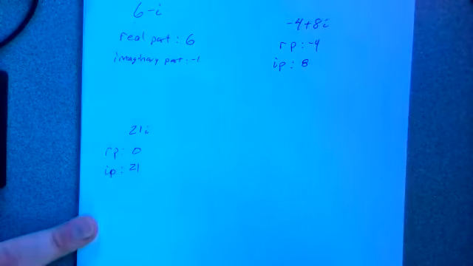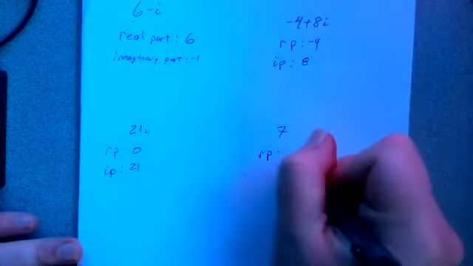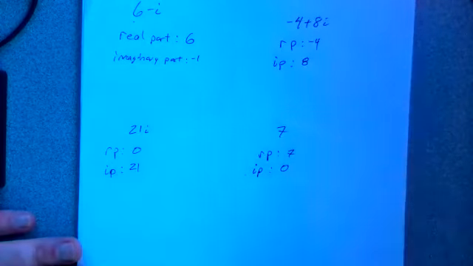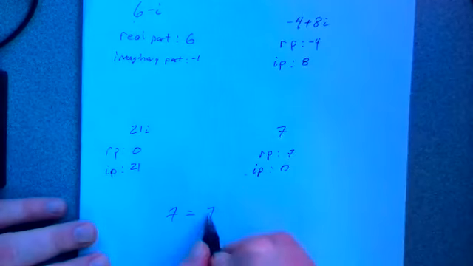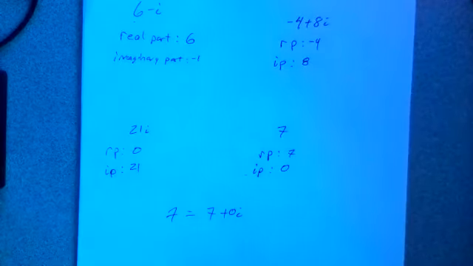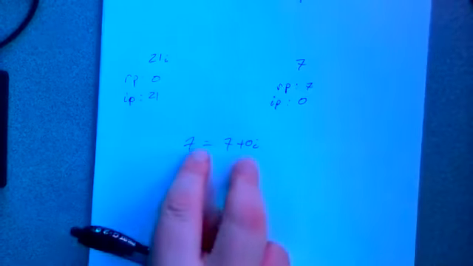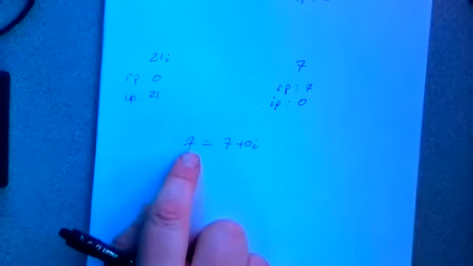And the converse of that, what about 7? The real part for the number 7 would be considered 7, and the imaginary part would be 0. Right? 7 is the same thing as saying 7 plus 0i. Wow. Think about that for a second.